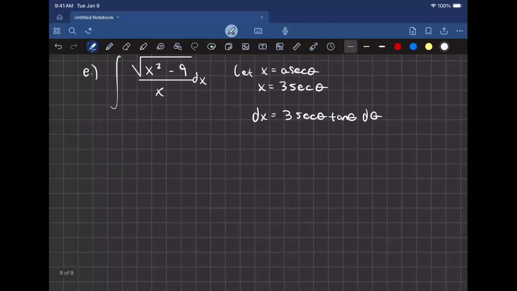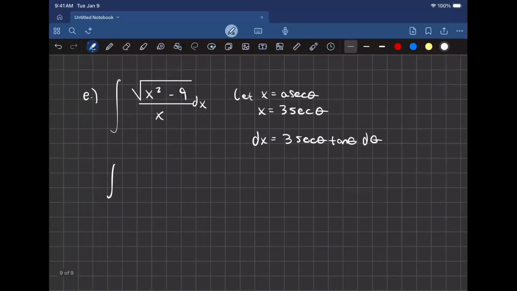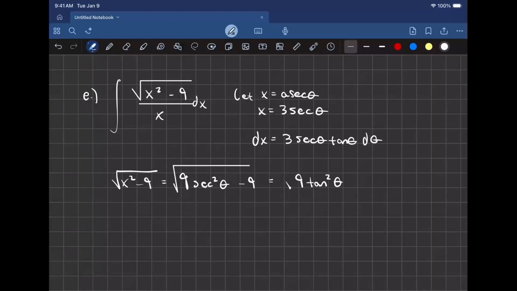Nice. Okay, so let's look at what the integrand becomes. Well, let's look at the root first, right? So x squared minus 9 equals, we let x be 3 secant theta squared, so 9 secant squared theta minus 9. Now, what I'm going to use here is the tangent identity. So this will be equal to 9 tan squared theta, square root, which just comes out to 3 tan theta.